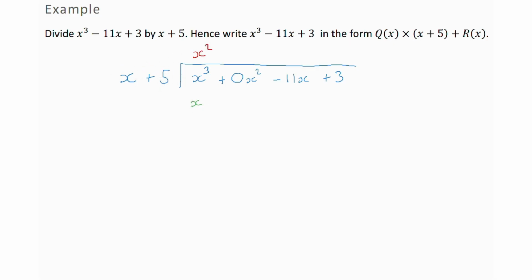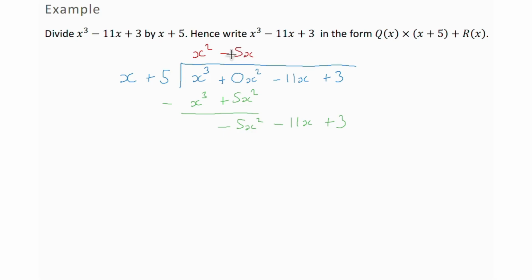And then from there, we multiply x squared by this whole thing. That would give us x cubed plus 5x squared. And we take that away from the polynomial. x cubed take away x cubed is nothing. 0x squared take away 5x squared is minus 5x squared. And then we've still got the minus 11x and the plus 3 because we're taking away nothing from them. Now we do the same process again. What do we have to multiply x by to get to minus 5x squared? It would have to be minus 5x.